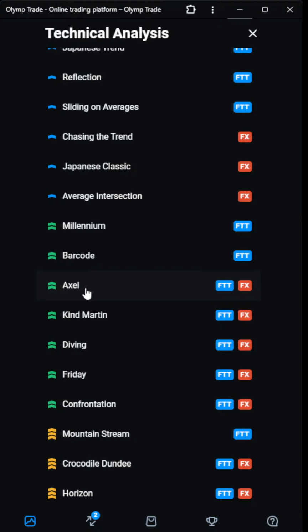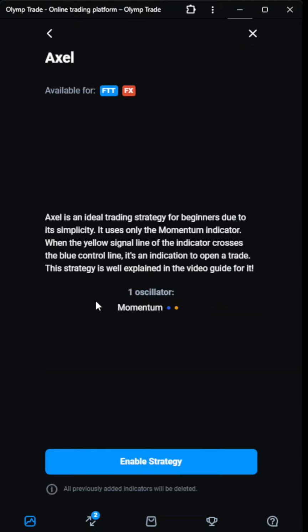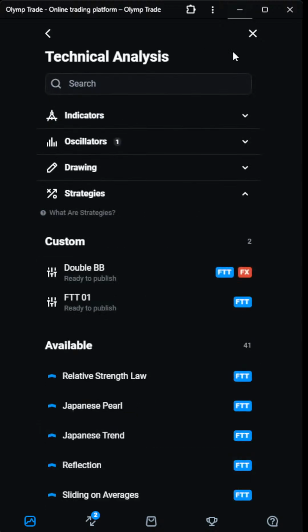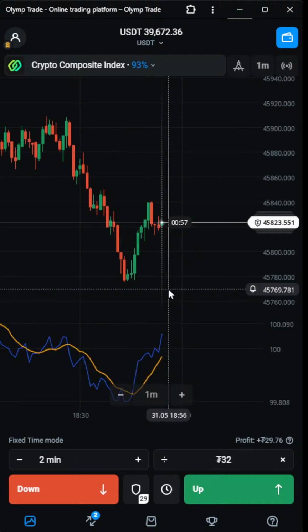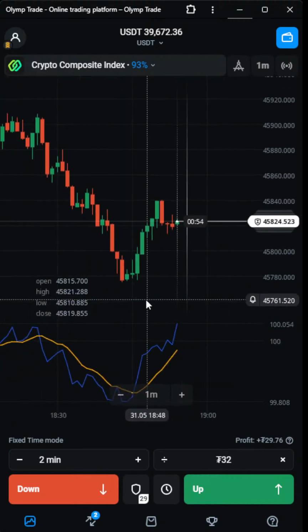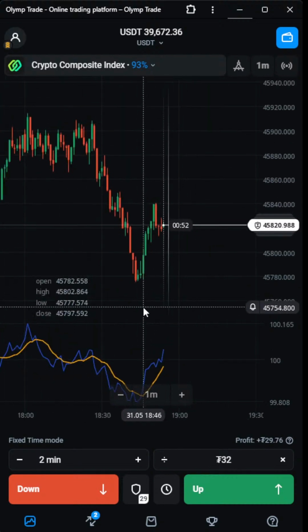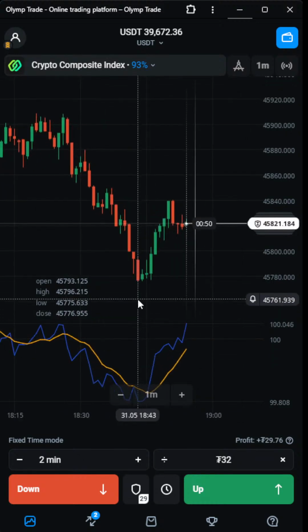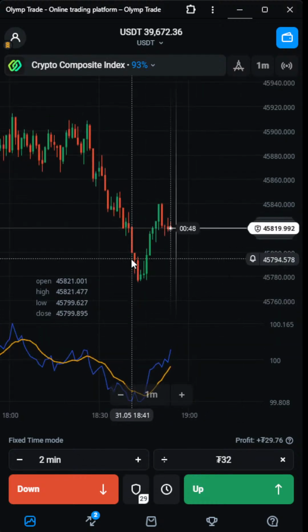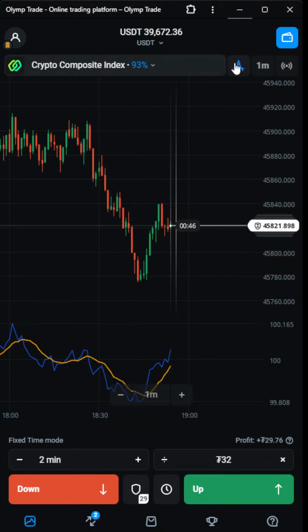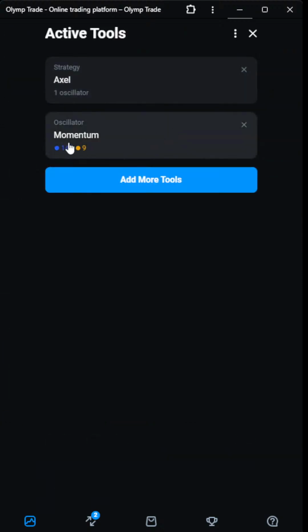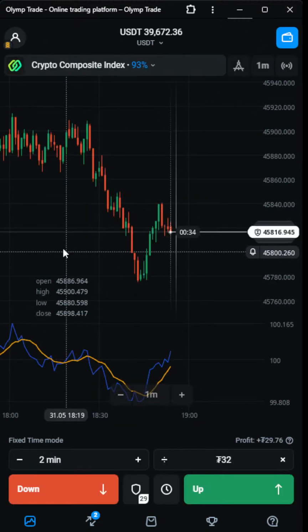Axel trading strategy. You click in here, you press on the enable option. As soon as you press the enable option, the strategy will be applied, guys. So there is nothing to worry about how the strategy works. I will tell you how this basically works. All it contains is the momentum oscillator. If you see in this section, the momentum oscillator has been selected, and using this momentum oscillator we can execute a good amount of trades.